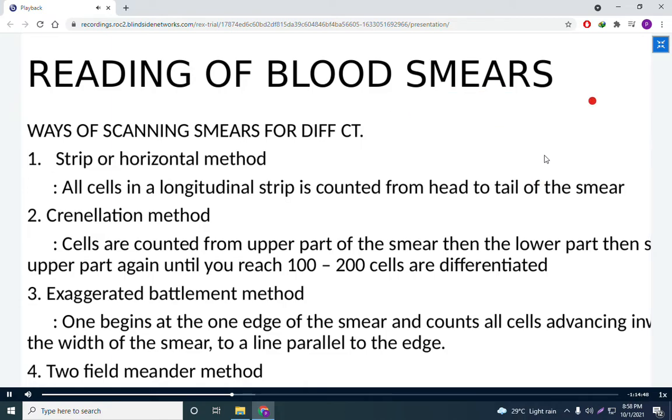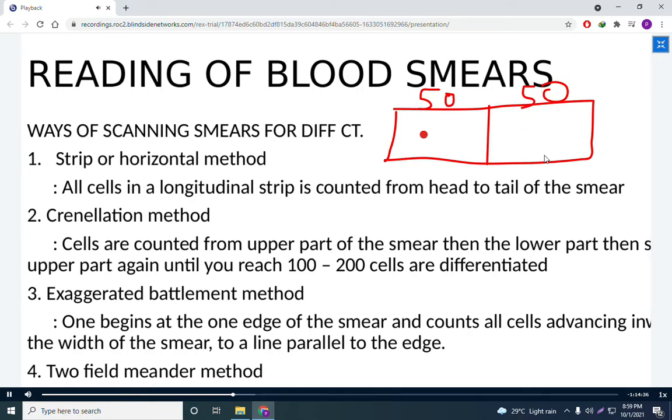So sa two-field mender class, very easy lang to. You're going to divide the smear into two sections. Then you're going to count 50 WBCs in one section, 50 in another section, using your exaggerated battlement method. So, ganyan ka magbasa. For this time, you're going to divide it into two areas.